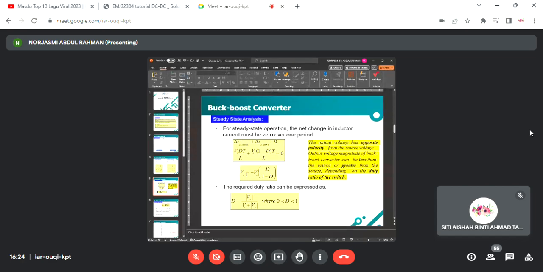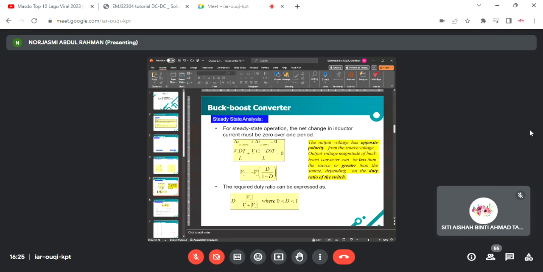When you add both of these equations, you end up with V out equal to minus Vs times d over 1 minus d. This is the transfer function, or the voltage gain, of the buck-boost converter. Notice that you have a negative sign in front of the Vs. This is what I mean by the inverting output voltage, which is that the output voltage is going to be negative. Right.